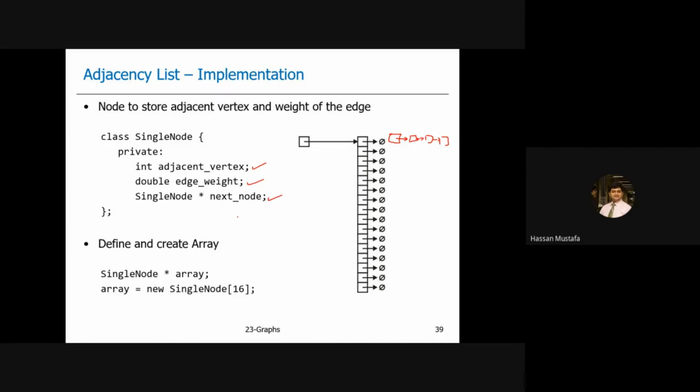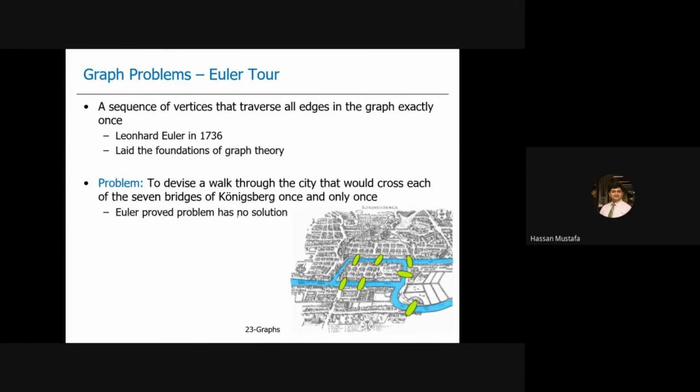Now we'll talk about some applications of the graphs. The first application, these are some classical applications, is Euler's tour. This is the Königsberg in Russia, where there are around 7 bridges on a river. And what essentially we want to do is devise a walk through the city that would cross each of the 7 bridges only once.